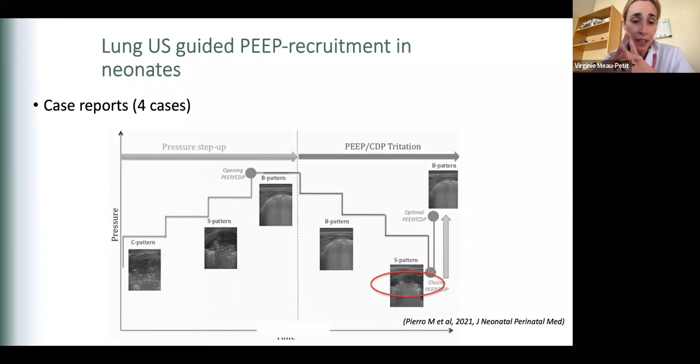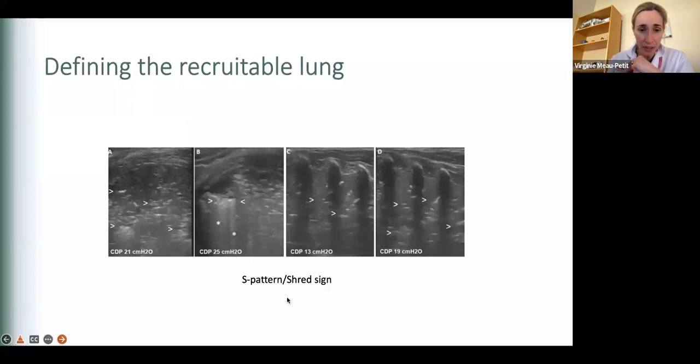And they define something they call an S pattern, for sunray pattern. This is how it looks. This is the sunray pattern. It means that at the border of a consolidation, you have this area with white lung. You see this B line and white lung.